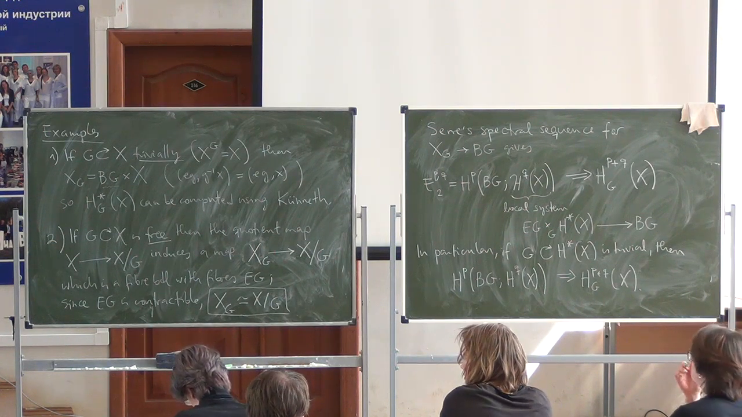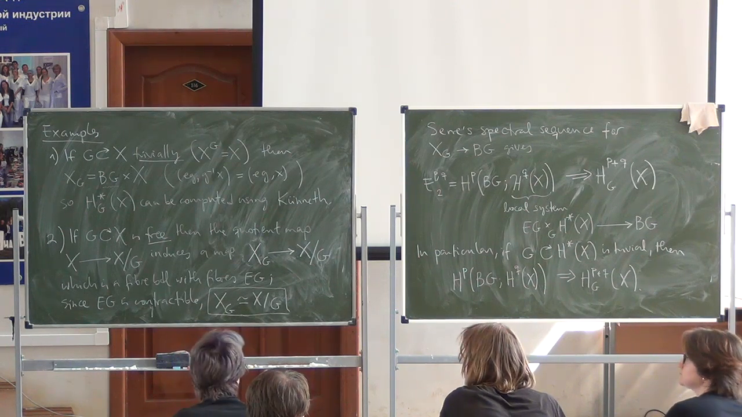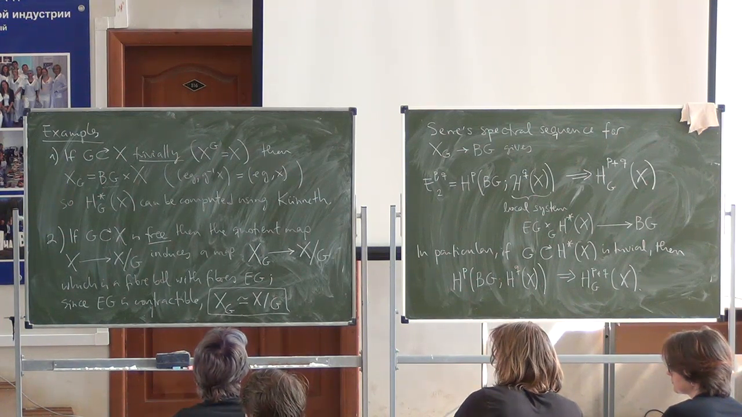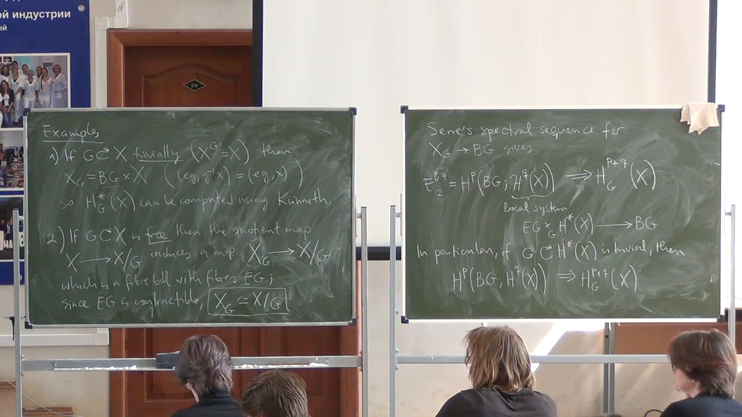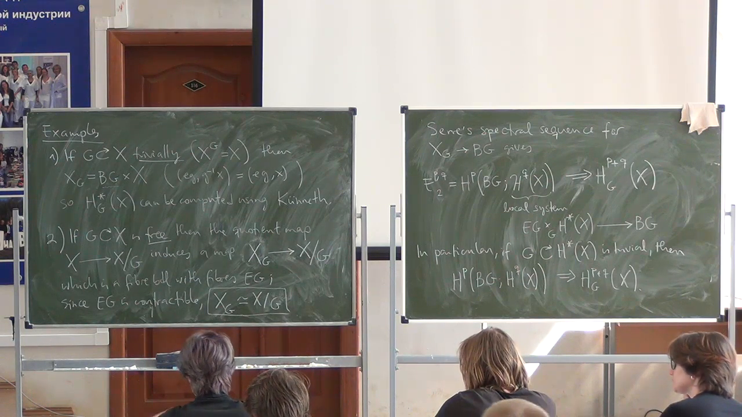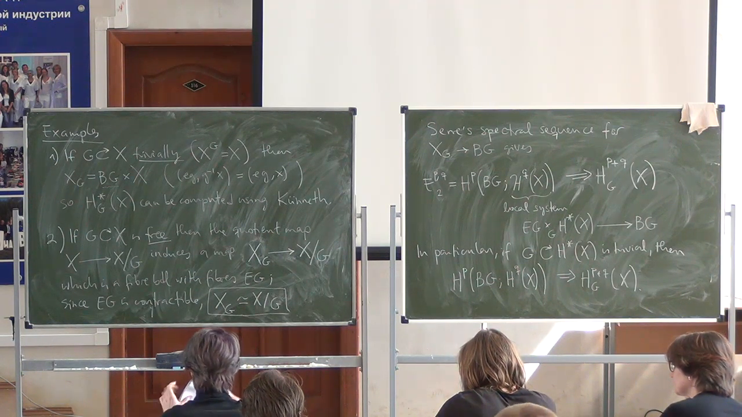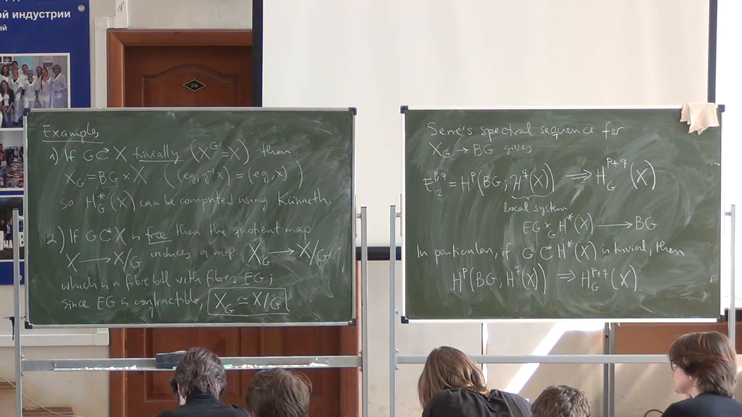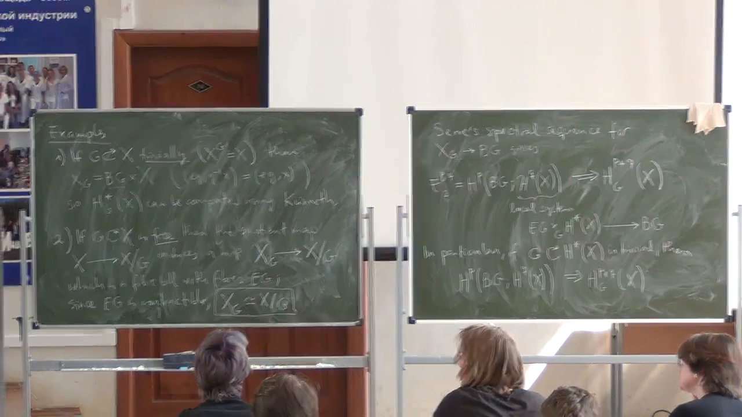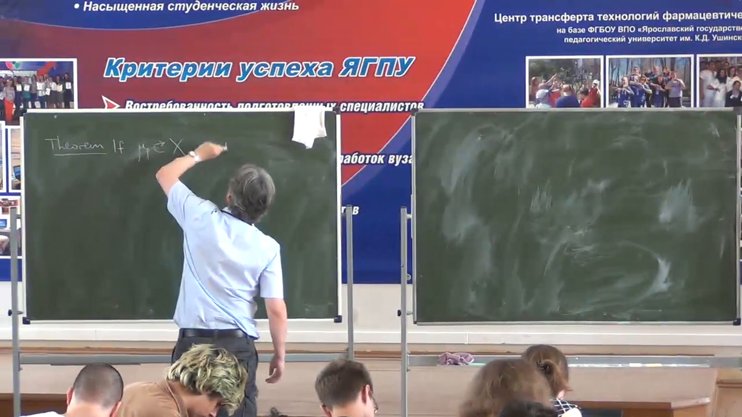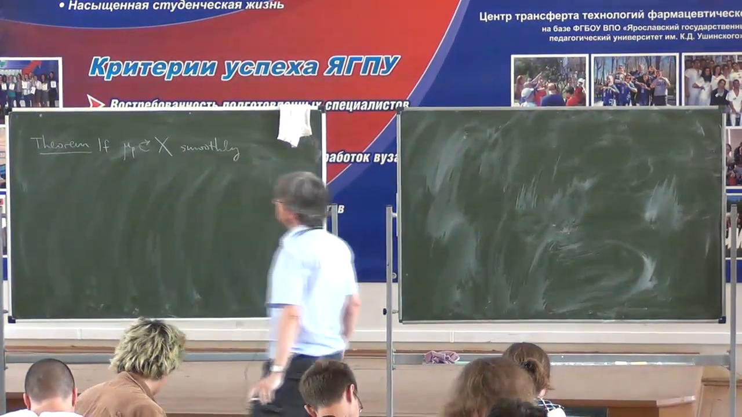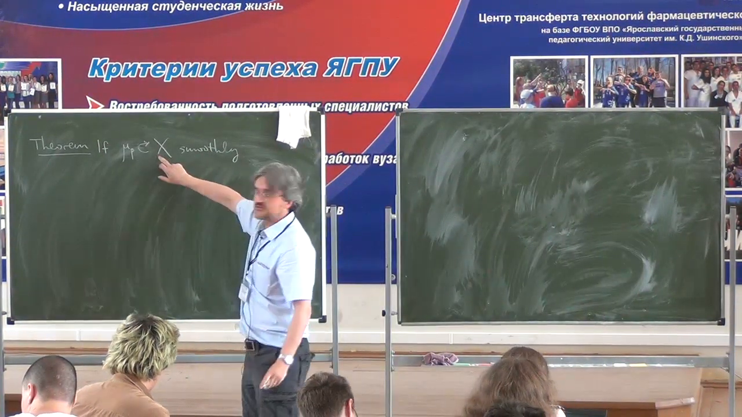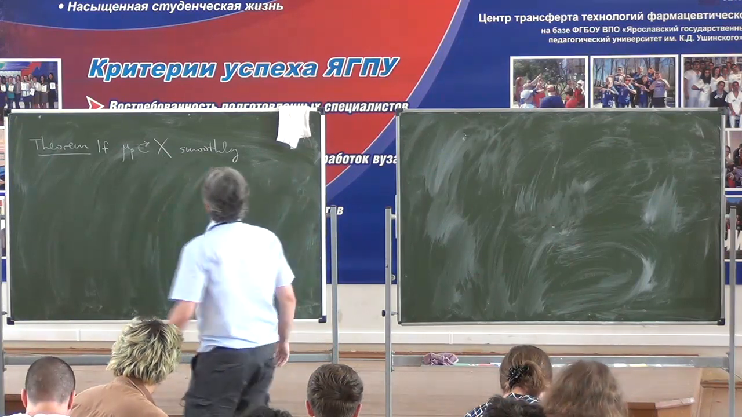Let me now consider the case in which G is equal to Z mod P. And we have the following theorem. Suppose that μ_p acts on X smoothly. So I'm implicitly assuming that X is a smooth manifold.